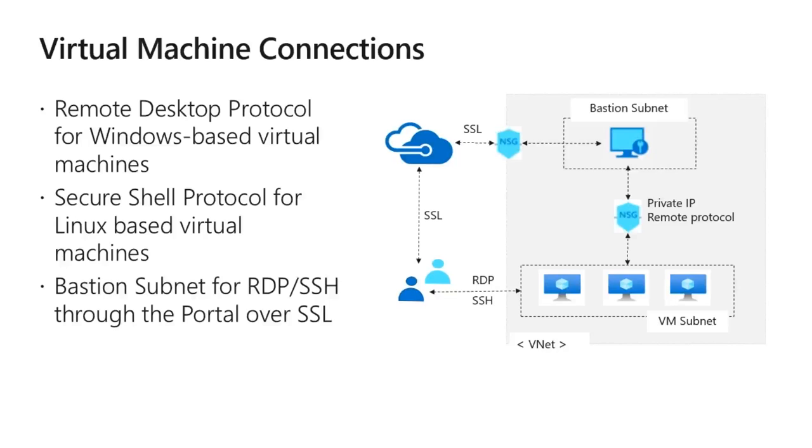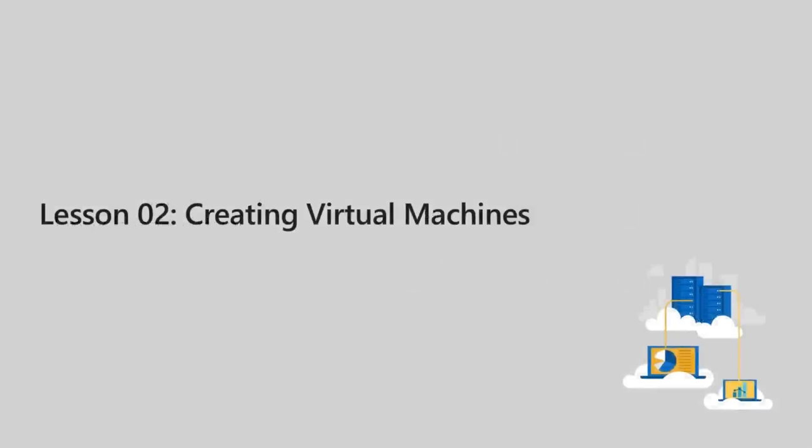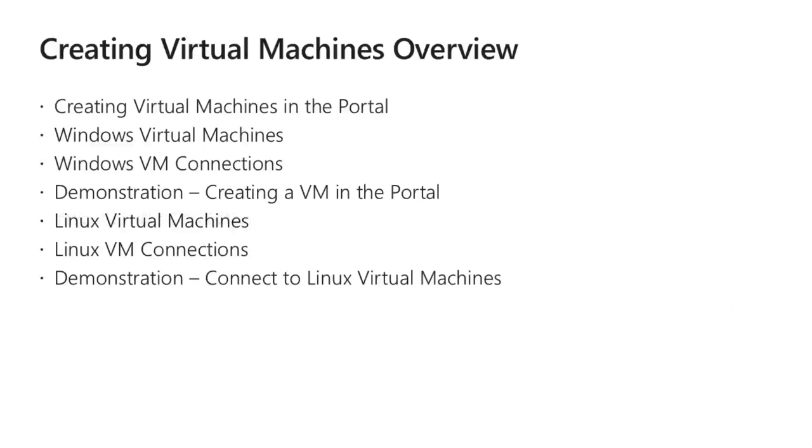Okay, you have to configure the Bastion separately. Tomorrow probably we will discuss it. Creating virtual machine. Let's see what is there inside. So here we have to discuss how to create a Windows virtual machine from the portal and the connection, how to make it. Yeah, creating VM in the portal.